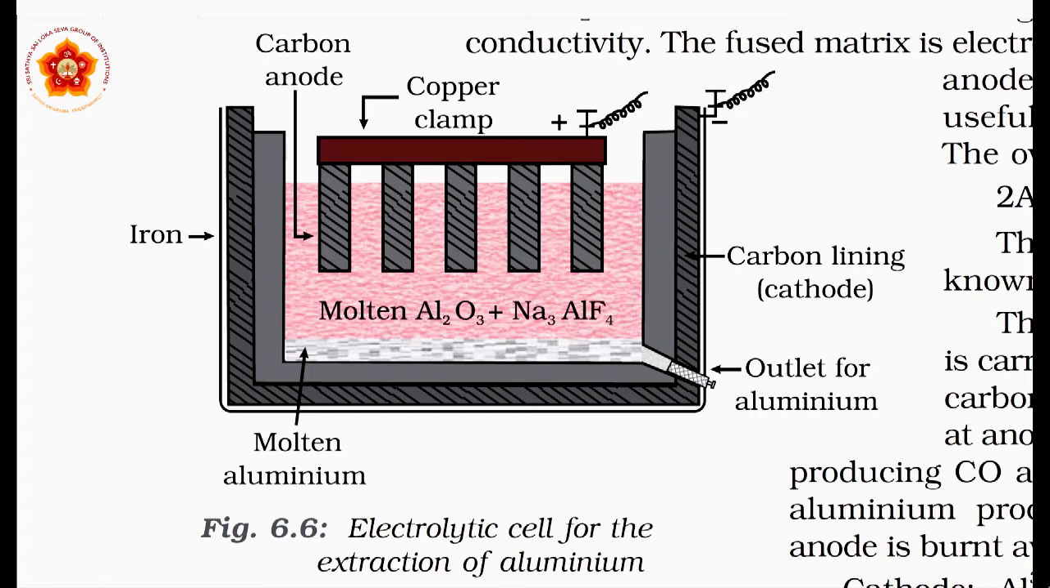Whereas all the aluminum will be obtained on the cathode, which is taking place. So this is the explanation of the diagram that we have for this method. Now let us see some reactions.